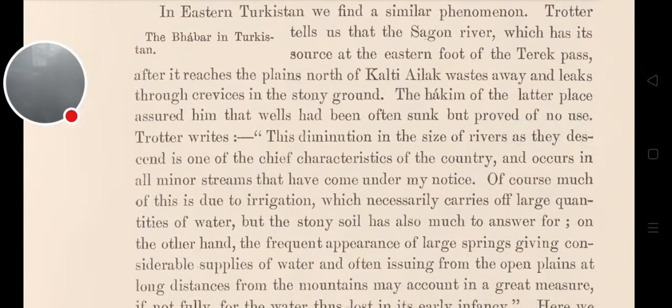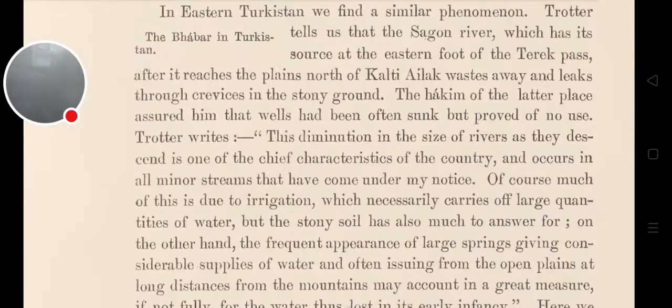The Bhabar in Turkestan. In eastern Turkestan, we find a similar phenomenon. Trotter tells us that the Sagon River, which has its source at the eastern foot of the Terek Pass, after it reaches the plains north of Kalti Ailak, wastes away and leaks through crevices in the stony ground. The Hakim of the latter place assured him that wells had been often sunk but proved of no use.